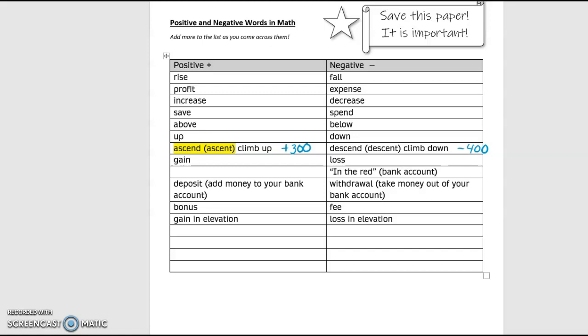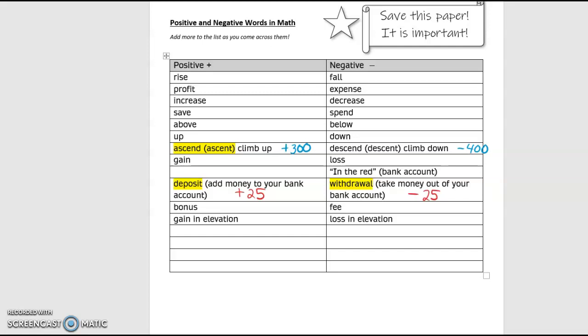Okay. Another one is a deposit and a withdrawal. You want to think about a bank account. Okay. If you add money to your bank account, let's say you add $25, that would be a deposit of $25. That would be plus 25. To withdraw money from a bank account means that you're taking it out of your bank account. So your bank balance is going to get lower. So negative 25. That's a withdrawal.